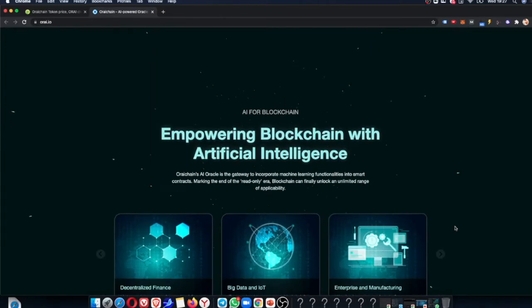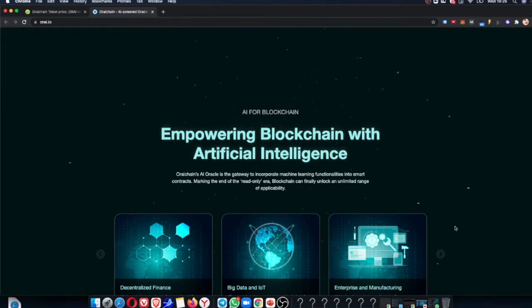So how Oraichain works is empowering the blockchain with artificial intelligence. And Oraichain is a gateway to incorporate machine learning functionalities into smart contracts. Super cool and technical. I love all this stuff. Stuff like this interests me so much. So basically, it's marking the end of the whole read-only era of blockchain.